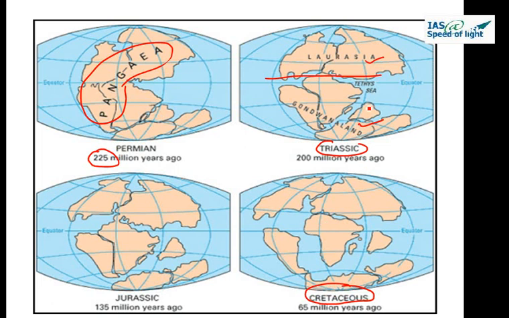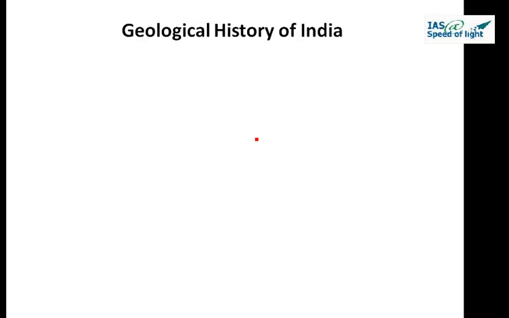Another thing to remember is that during this division of Pangaea into Laurasia and Gondwana in the Triassic period, India was a part of Gondwanaland. This question was asked in UPSC once: India was part of which continent, Gondwanaland or Laurasia? India was part of Gondwanaland in the Triassic period when there was a division of the supercontinent Pangaea. Now we will focus on the geological history of India. We'll try to answer certain questions on geographical features of India and the reasons for their existence.